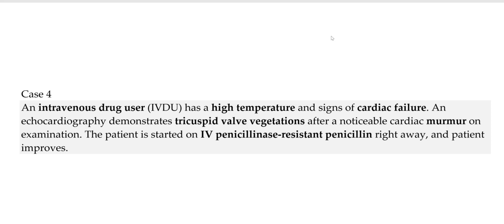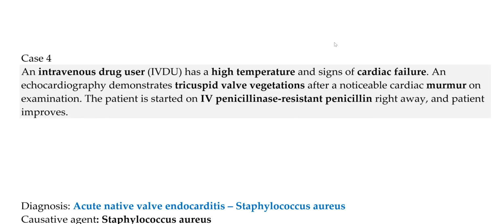So, what is the clinical diagnosis? What is the most probable or most likely causative agent? What is the pathogenesis? Which other investigation you would like to do? And what will be the treatment that you can think of? So, let us start with the first.